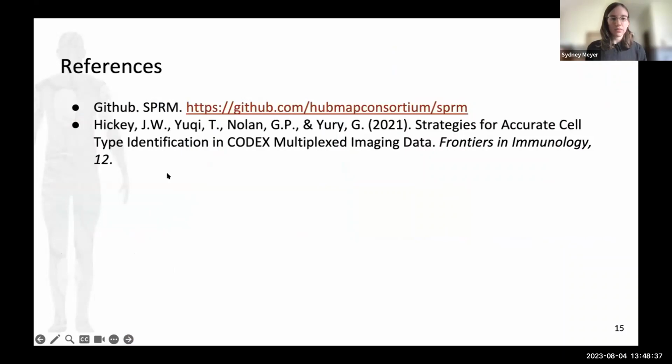And finally, a few of the reference materials for this presentation.